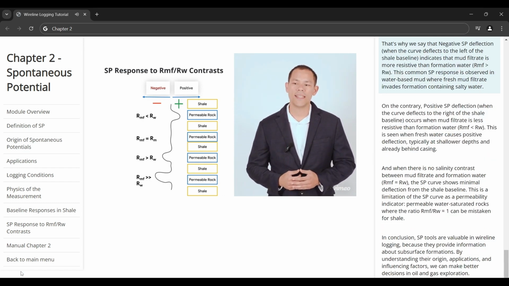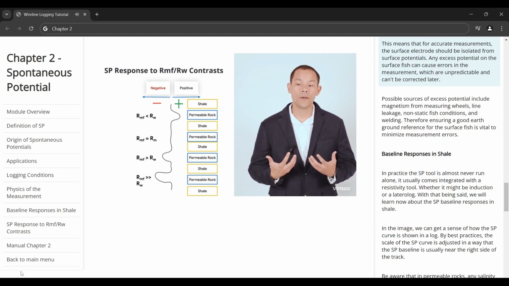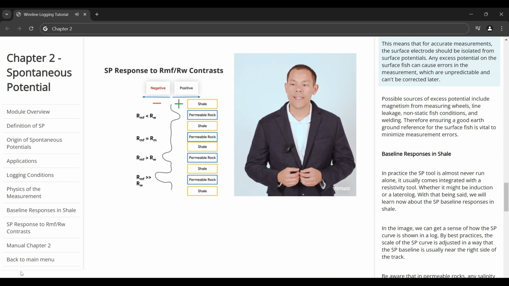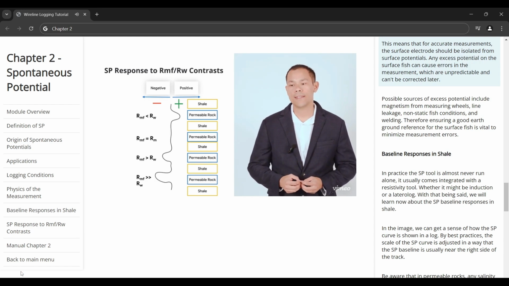That's why we say that negative SP deflection, when the curve deflects to the left of the shale baseline, indicates that mud filtrate is more resistive than formation water. This common SP response is observed in water-based mud where fresh mud invades a formation containing salty water.